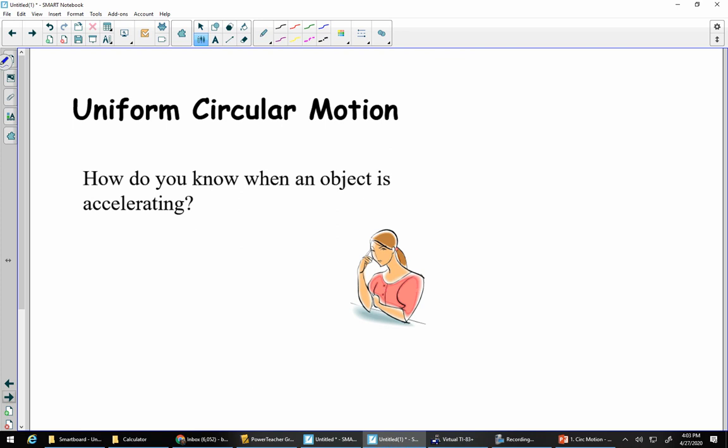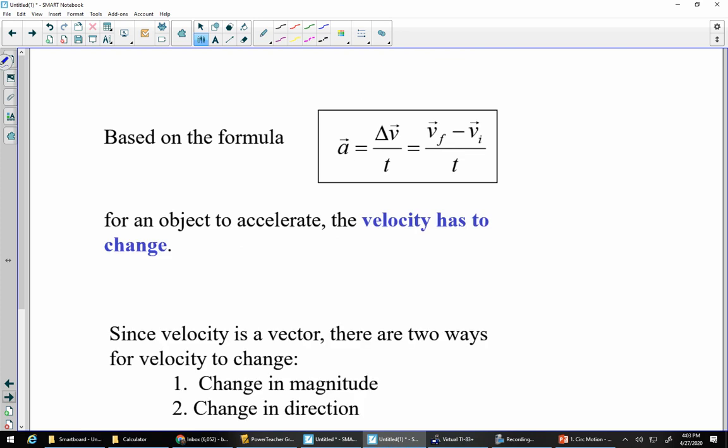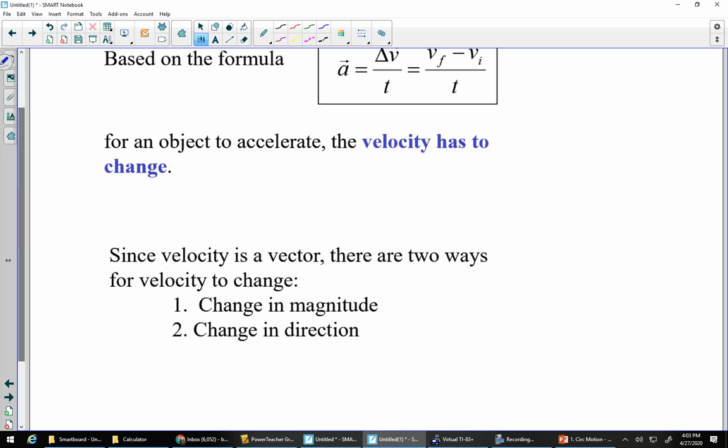One thing that we want to think about, and today I should also mention, we're focusing on the kinematics of circular motion. So how do you know when something is accelerating? This is the very first question. Well, there's two ways that things accelerate. There's the change in velocity, and there are two ways to change velocity. There's a change in magnitude, and there's a change in direction.